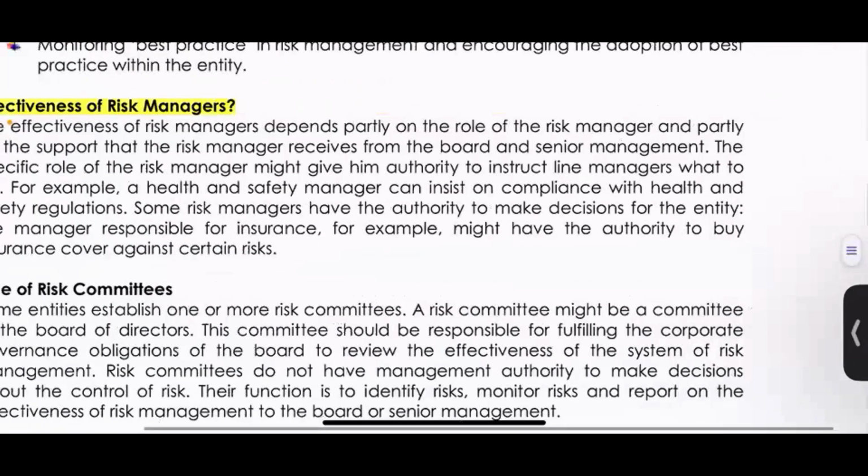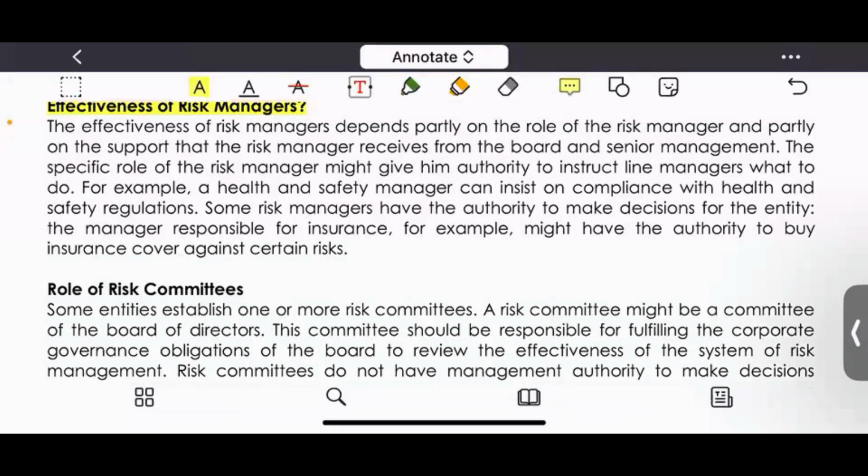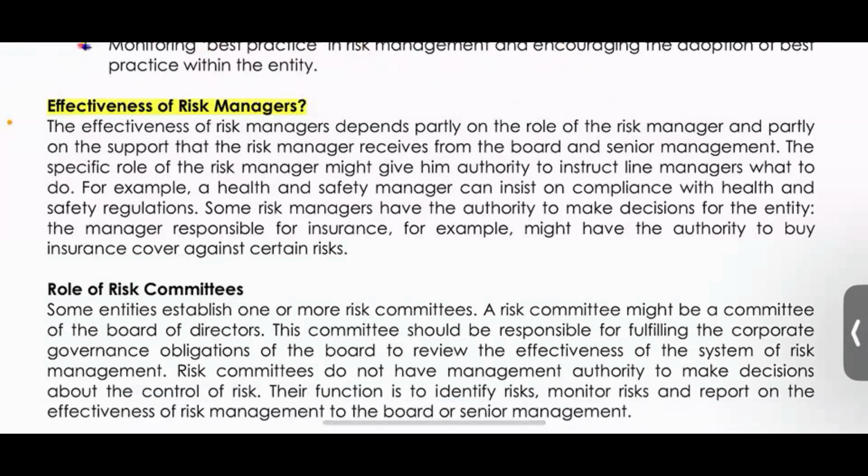The effectiveness of a risk manager depends partly on the role of the risk manager and partly on the support that the risk manager receives from the board and senior management. The specific role of the risk manager might give him authority to instruct line managers what to do. For example, a health and safety manager can insist on compliance with health and safety regulations. Some risk managers have the authority to make decisions for the entity. The manager responsible for insurance, for example, might have the authority to buy insurance cover against certain risks.